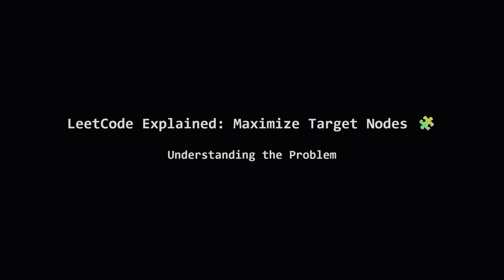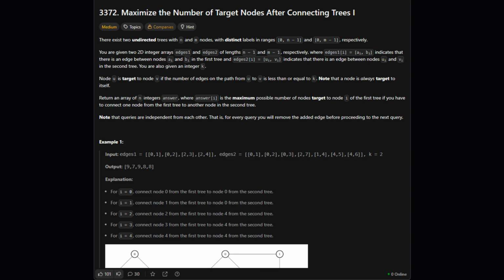Hey everyone, welcome. Today we're tackling a Leetcode problem called Maximize the Number of Target Nodes After Connecting Trees I. It sounds a bit involved with trees and targets, but don't worry, we'll break it down step by step. Alright, so here's the gist. We're given two separate trees. Think of them as two different networks of nodes.